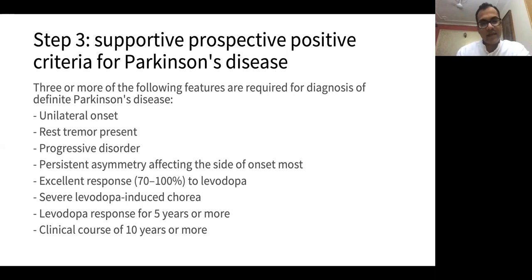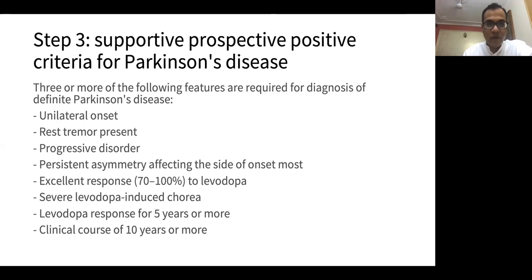So clinical follow-up is the most important factor to diagnose idiopathic Parkinson's disease correctly, and importance has been given to this. For example, a person who has unilateral onset and persistent asymmetry on the side of onset gives more strength to a diagnosis of Parkinson's disease. Rest tremor definitely emphasizes Parkinson's disease, and it's a progressive disorder. If you follow up a patient for 5 to 10 years and you see that the patient started off with the left side, then the right side, then face, jaw, dysphagia, dysarthria, non-motor symptoms, then you know that's a progressive disorder, and you can more confidently diagnose Parkinson's disease.